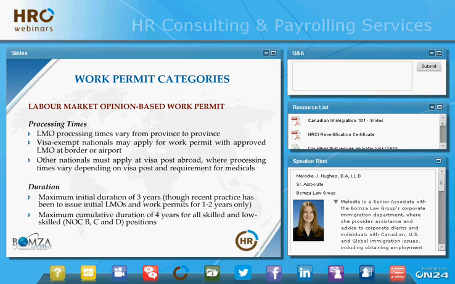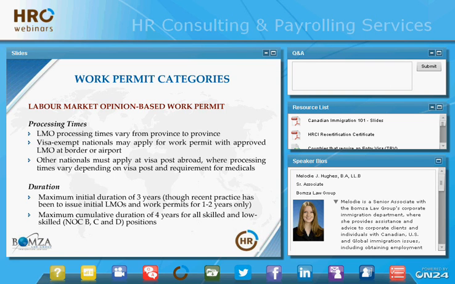In terms of duration, how long the work permit will then be issued for after you've obtained a labour market opinion, the maximum duration is 3 years. However, since the economic downturn a few years ago, we have been seeing many offices only issuing it in 1 to 2 year increments.